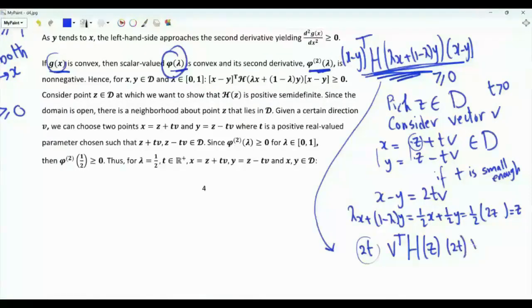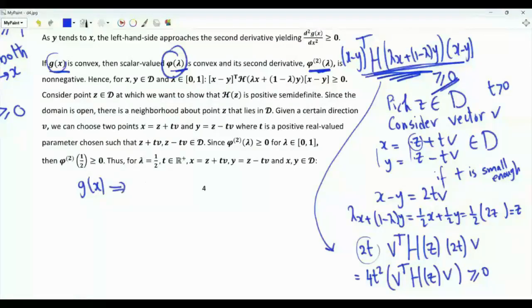Then we have the scalar 2t multiplied by v. We have the scalar 4t squared and the quadratic form v transpose, the Hessian matrix at z, times v. This is greater than or equal to 0. We started with convex function g. Because it is convex, then the function phi is a convex function, and we have proved that functions of one variable, if they are convex, then the second derivative is non-negative. The second derivative of phi is this quadratic form.